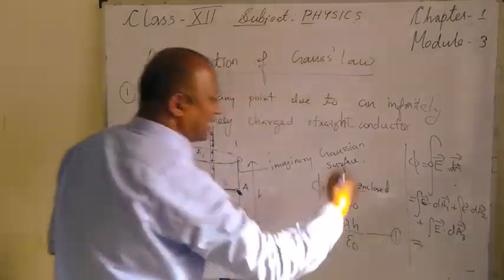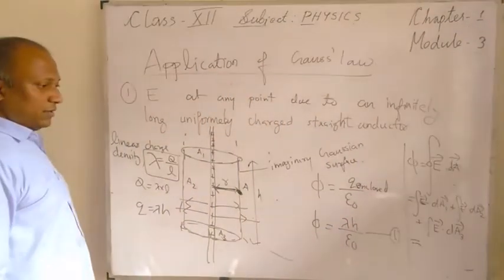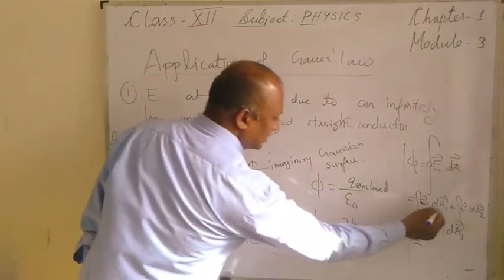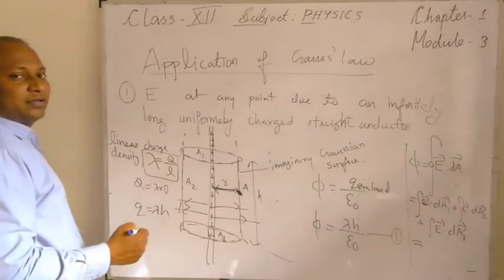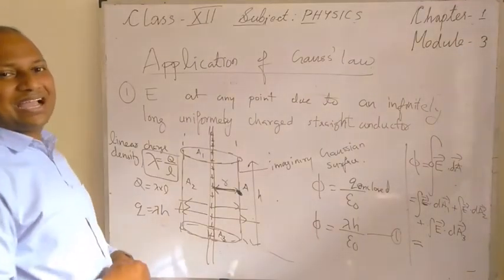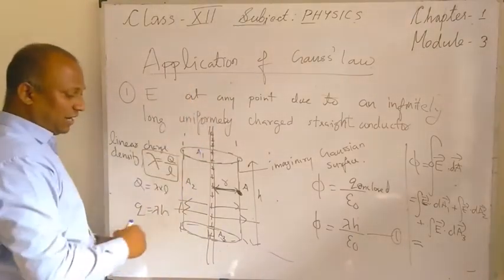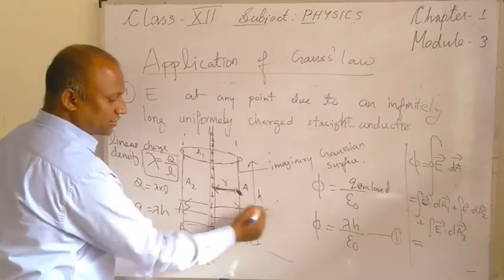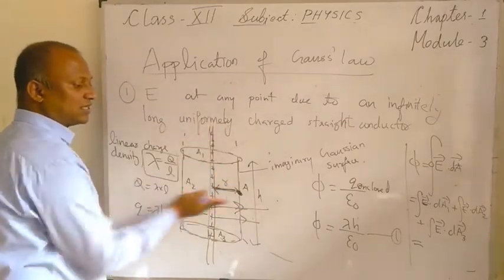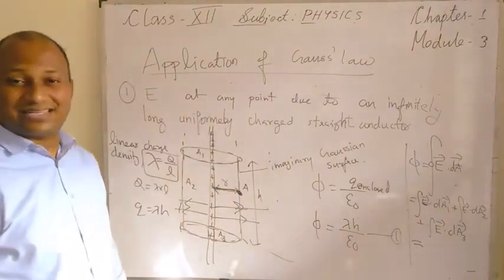And the final answer: the dot product means cos theta. So what is the direction of area here? Direction of area is like this. But the electric field line we have already. This is the direction of electric field line. So this is area, this is electric field line. The angle is 90 degrees.